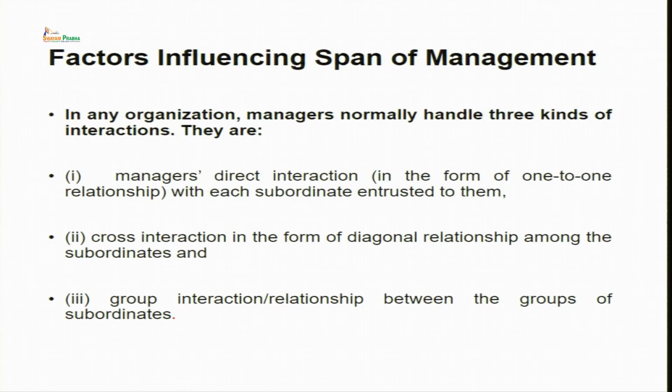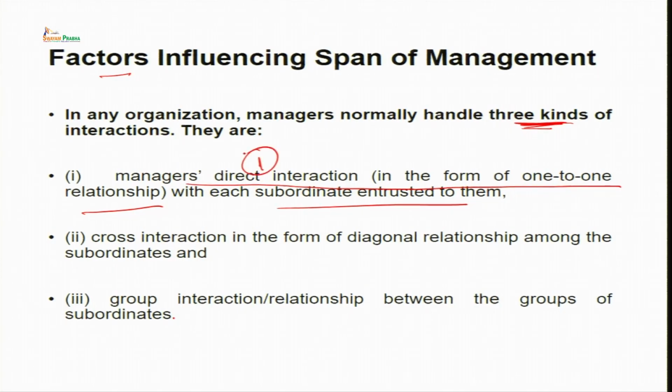What are the factors that influence span of management in organization? It is the manager's direct interaction in the form of one-to-one relationship with each subordinate entrusted to them. There are three kinds of interactions that take place. Before we go on to the factors, let us understand the three kinds of interactions that are there.